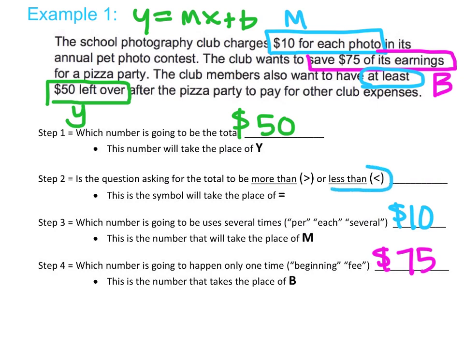So we have now identified that this one wants to have less than. Because it says at least, that means it could also be perfectly equal to $50. So I'm going to put an equal sign underneath it. When we get ready to write our equation though, we don't actually have to have both lines. We're going to take one of them off.